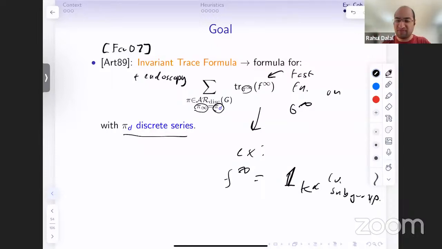And we talked about before that when you do this, this is basically counting the kind of modular forms of that level that live inside automorphic representations with this component pi_d at infinity. So this is basically the kind of thing that we previously knew how to do.